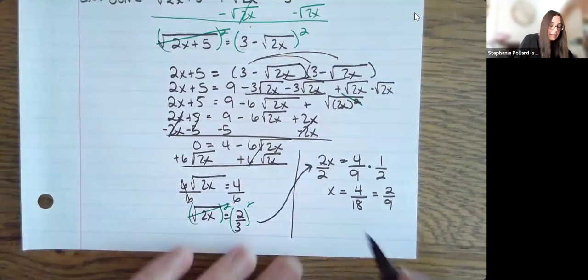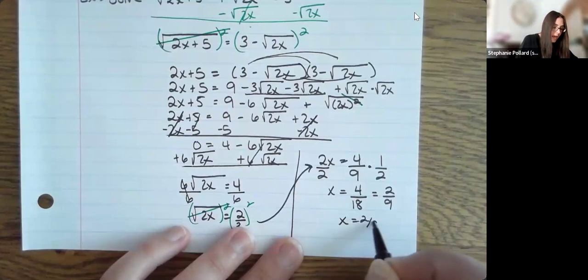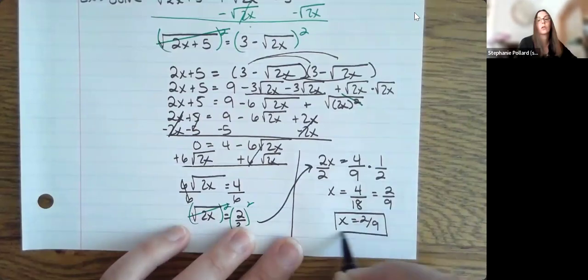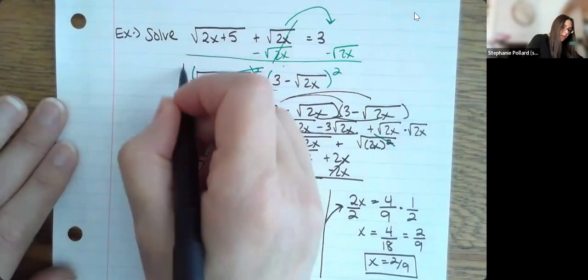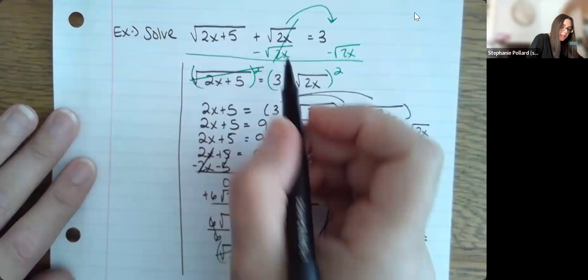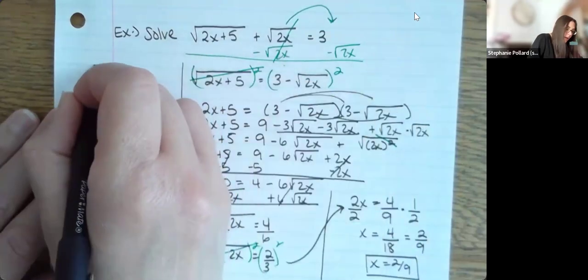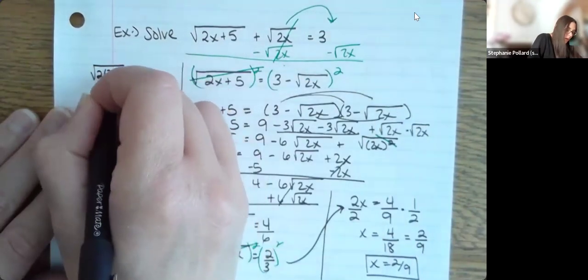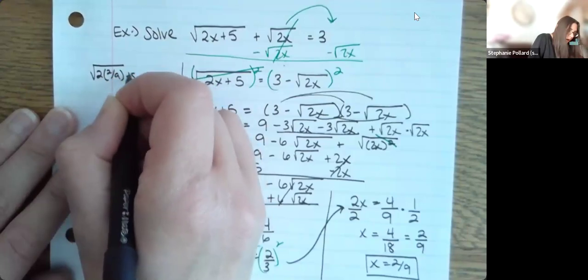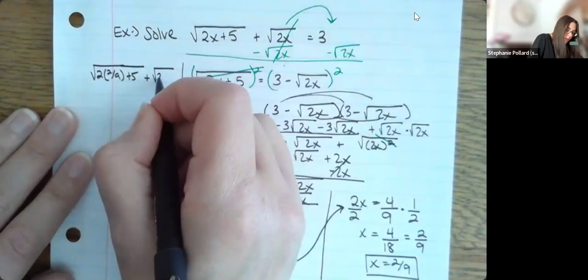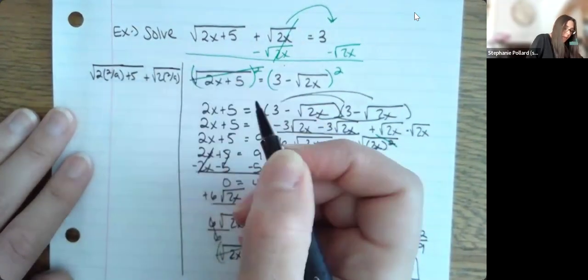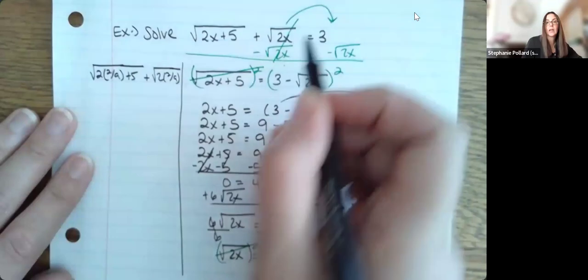Now, we're not quite done. We are almost there, but you do have to go ahead and double check your work. So that is going to be our final piece here. I'm going to try to do the check on the left. And I go back to the original. So I'm going to go ahead and do 2 times 2/9 plus 5, all under the radical, plus root 2 times 2/9. And I'm going to see if that's going to equal 3 on the other side.